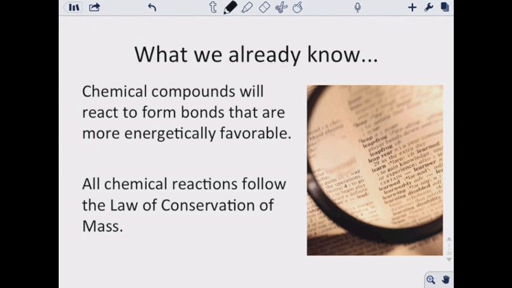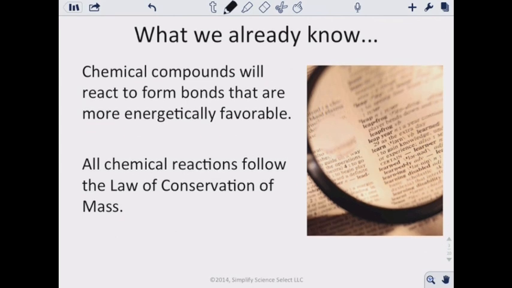So what we already know is that chemical compounds will react to form bonds that are more energetically favorable. The reason why chemical reactions take place is that atoms and elements are trying to find the most energetically favorable state. They're going to react to form something that's most stable. And all chemical reactions follow the law of conservation of mass. We know that because we talk about a balanced chemical equation. So this is what we already know coming in.